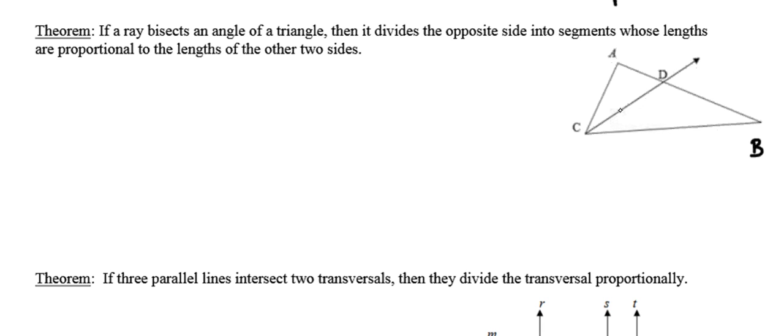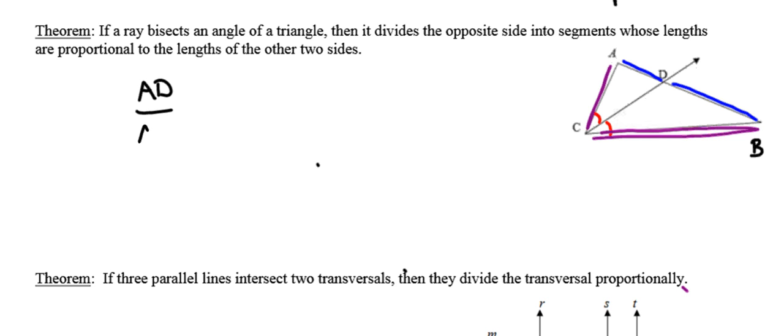What we're saying here is that if ray CD bisects angle C, in other words, if it creates those two angles that are congruent, then the comparison between opposite part AD and its adjacent side AC is going to be equal to the comparison between opposite part DB and its adjacent side CB. So if I write that out in proportion language, I'm going to compare AD to AC, and that's equivalent to what I get when I compare part BD with side BC.